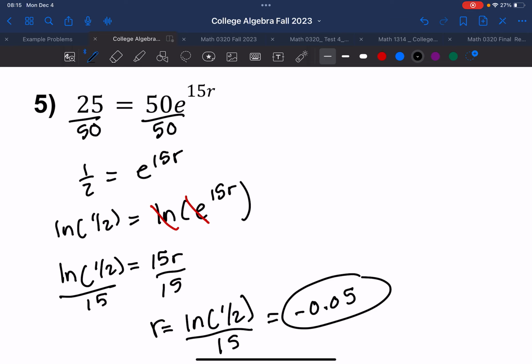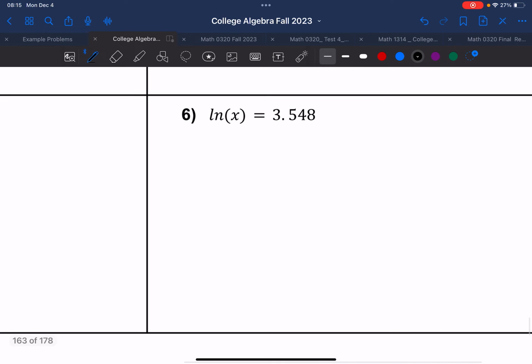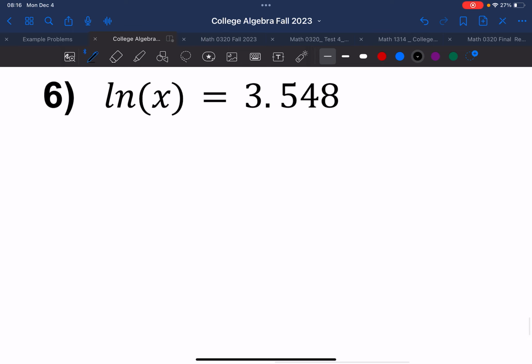Okay. So notice in all of these examples, we use the natural log in order to cancel e. In example 6, we already have the natural log, so in order to cancel that, we use its inverse, which is e to the x. So since my natural log is by itself, I'm going to go ahead and take this problem and make these values the exponent of e.